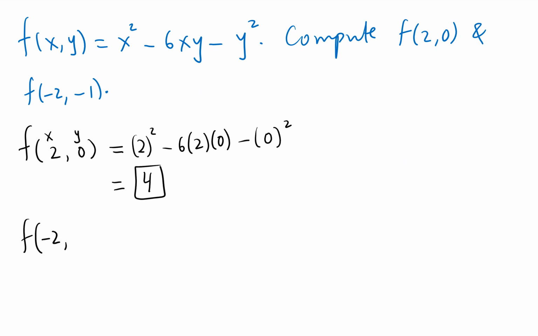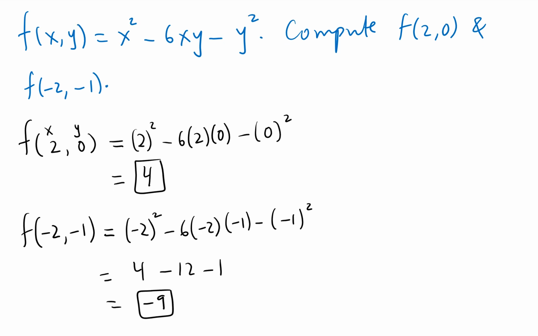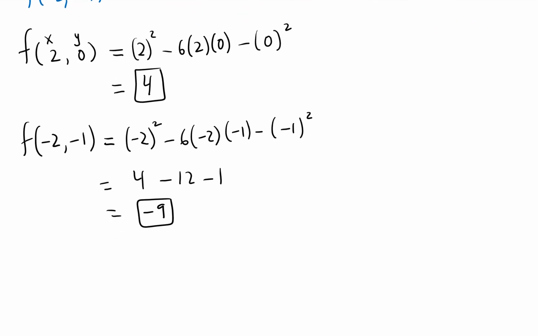Similarly, f of -2, -1. Try this one. To evaluate this, what do we get? We substitute x with -2, squared, and y is -1, squared. So that gives 4 minus 12 minus 1, which is -9. That was for these two variables.